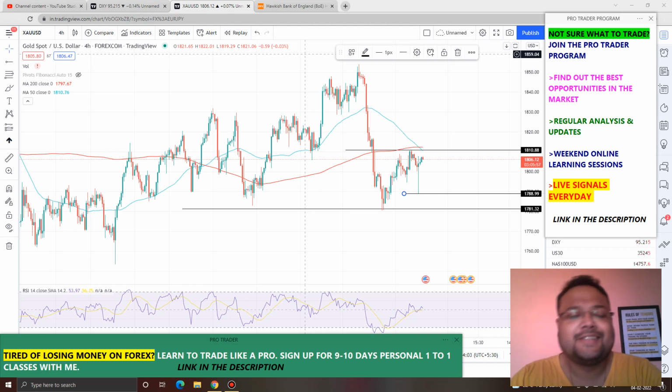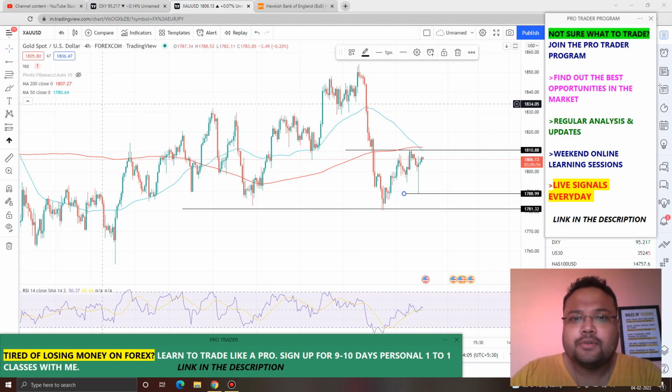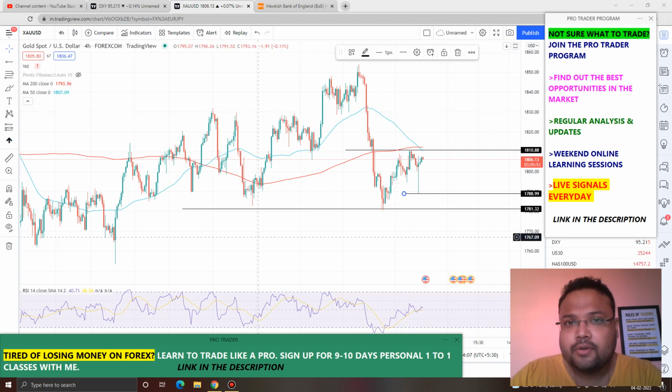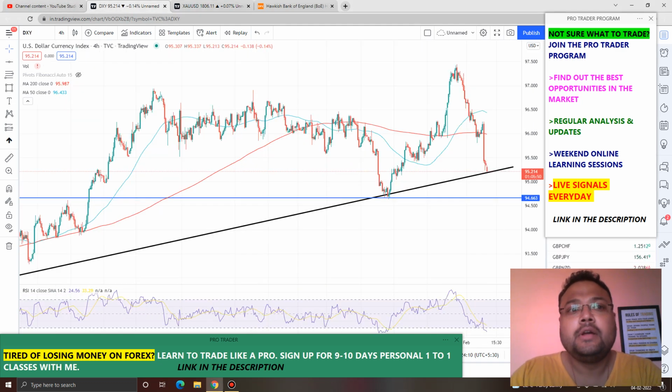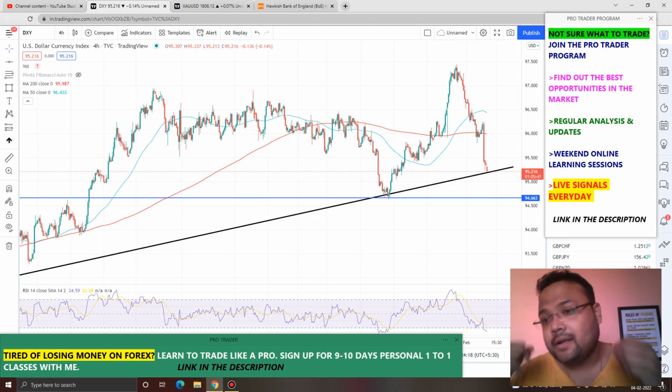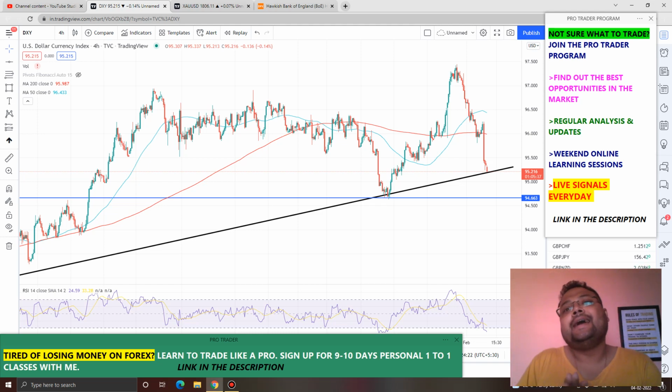So let's get started. This is the 4-hour chart of Gold USD in front of us. But before we proceed, I would like to talk about the chart of DXY, because there was a huge, sharp fall on DXY and a sharp rally on Euro pairs as well as the pound. And the reason was rate hikes. They talked about rate hikes this year by 0.25%, the ECB and the Bank of England.